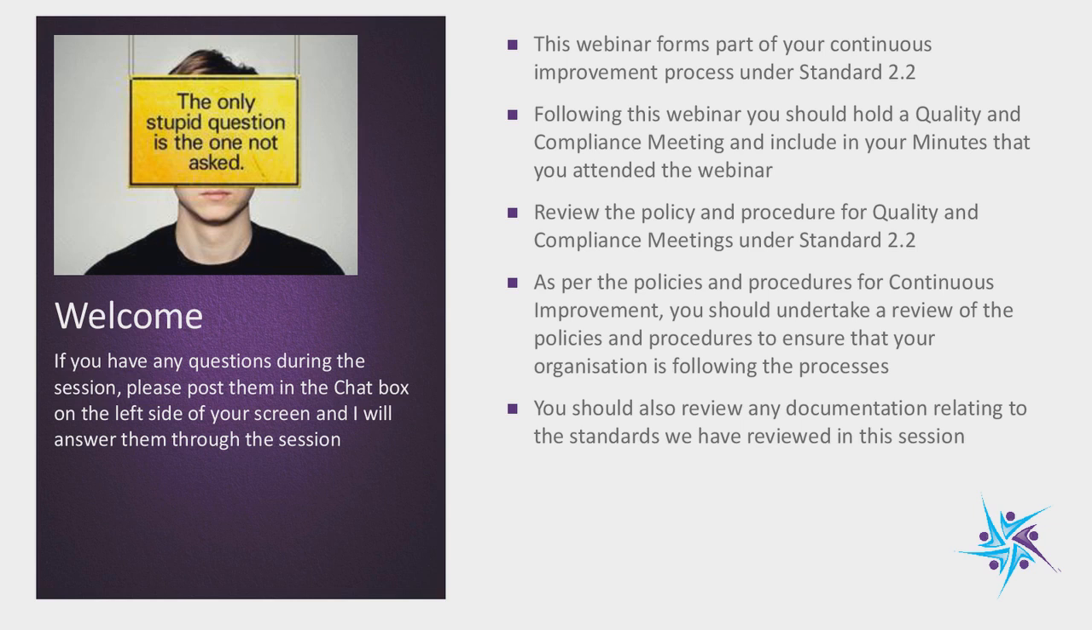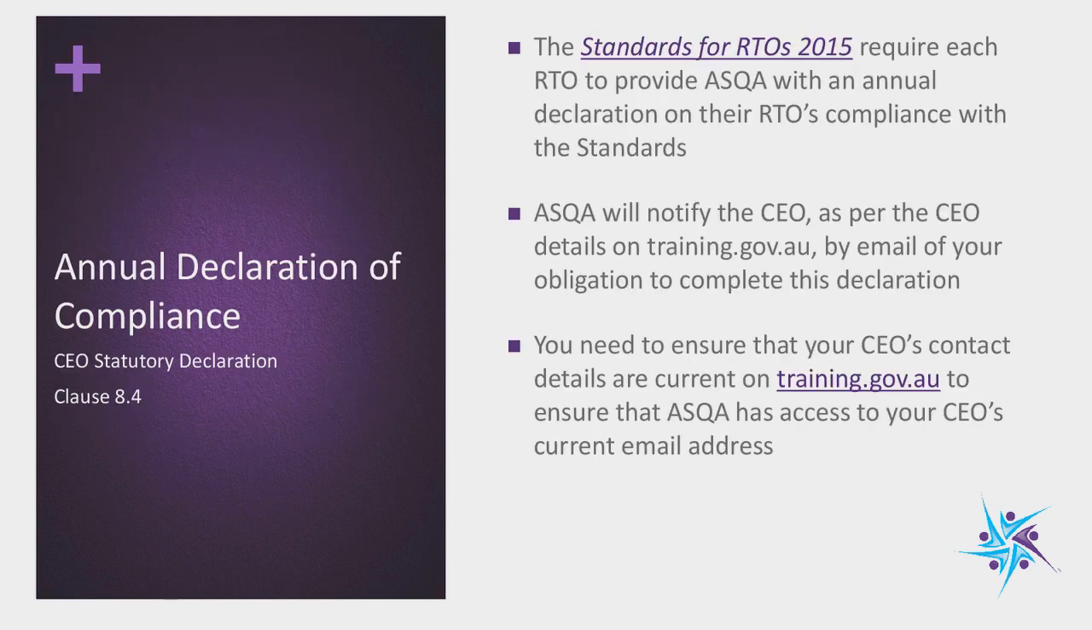So as per your policies and procedures, if you identify that you are not following these policies and procedures, you should update them, or it might be that you need to implement some continuous improvement into your organisation. So you should review it and identify whether there's anything that you need to update.